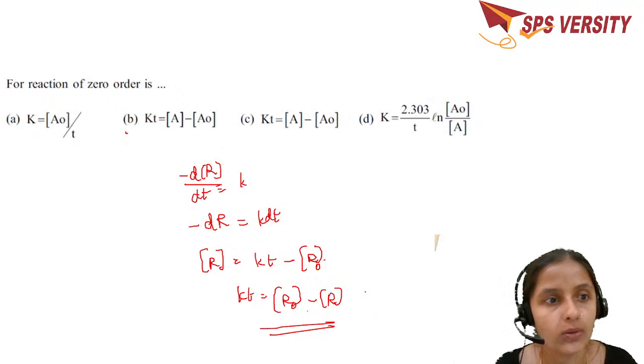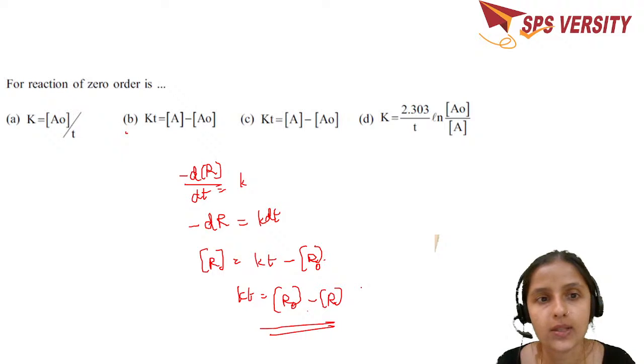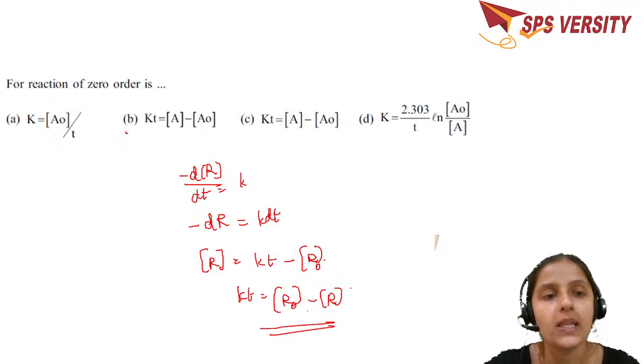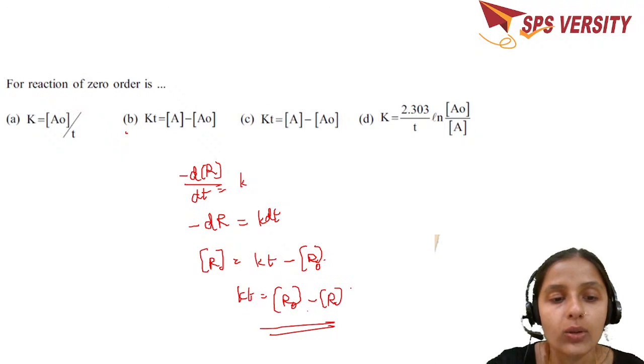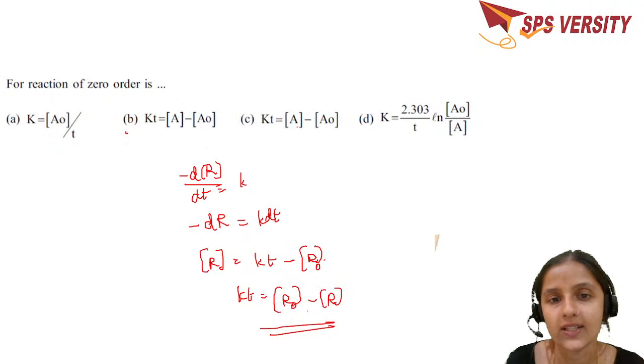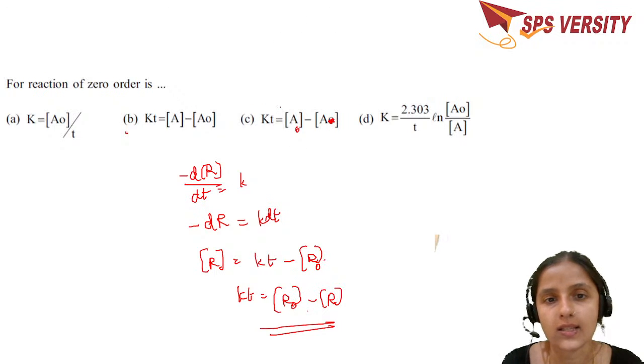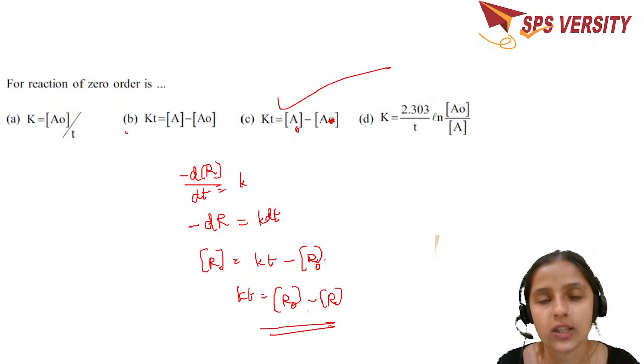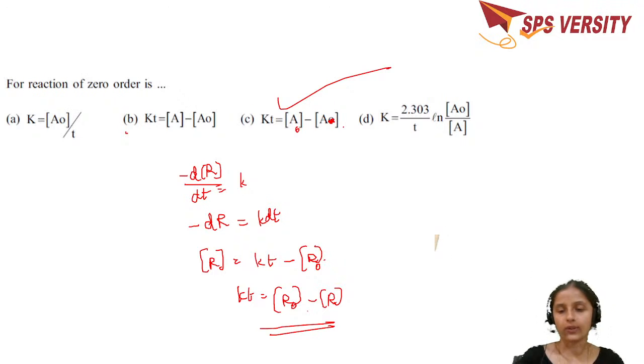Is this right? Do we have anything else apart from this? So option B and option C look the same. So I'll change one of the equations. So this should be A naught and A. So it's R naught minus R, which is nothing but A naught minus A. The initial concentration can be taken as A naught, and the concentration at time t can be taken as A.